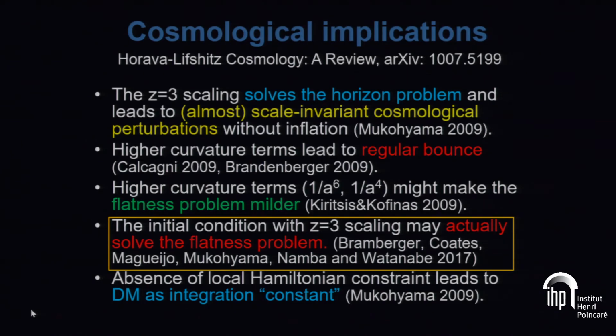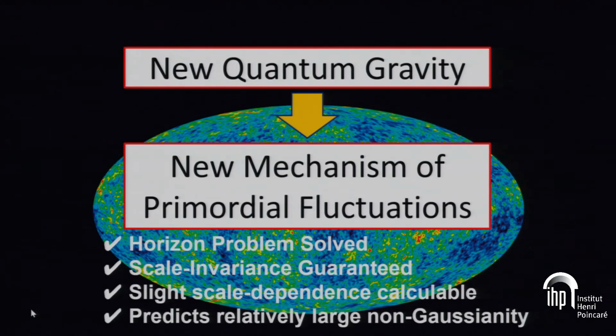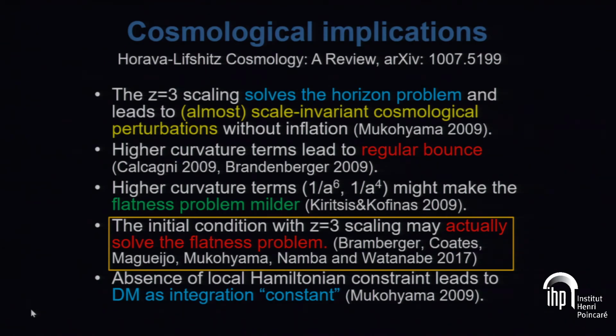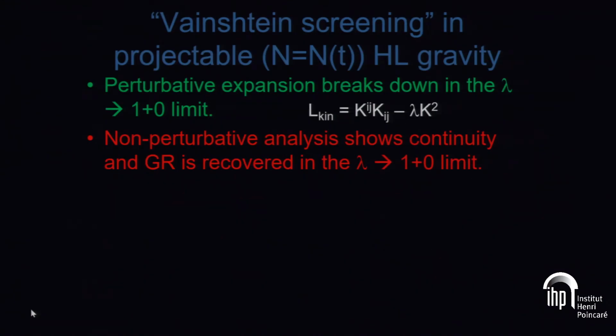Next I'd like to talk about the flatness problem. But before that, how many minutes do I have? If I have time, I want to talk a little bit about an analog of Einstein screening. Yeah, 25 minutes. Okay, good. Let me talk about this. Thank you very much.